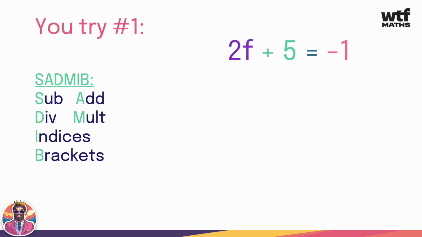Okay, here's a question for you to try. So we've got 2f plus 5 equals negative 1. If you could pause the video, give it a go, see if you can work out what the answer is.